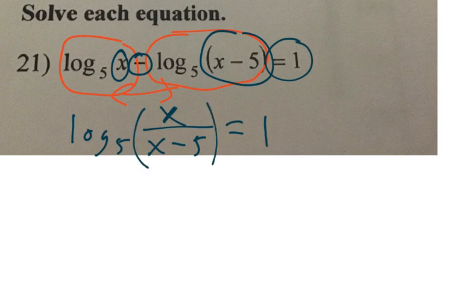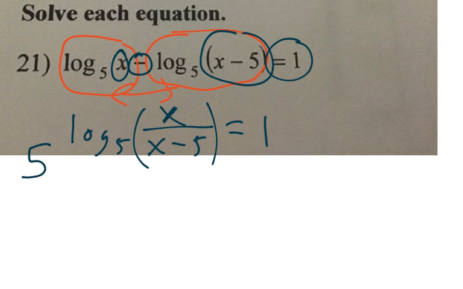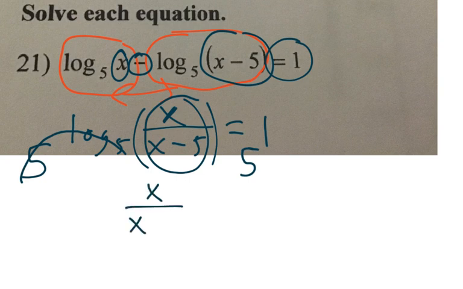Now that we have our log 5 all together here, I can now do a 5 power on each side because a 5 power gets rid of a log base 5. And notice what I have left now is x over x minus 5 equal to, now guys, keep in mind that that's 5 to the 1 power. That's not 5 times 1. Okay, so remember that's always going to be a power there. So 5 to the 1 is 5.